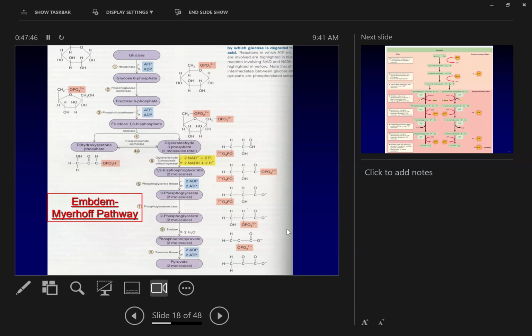It's not in here, it's on the earlier slides. So like the other day in class, I told you.